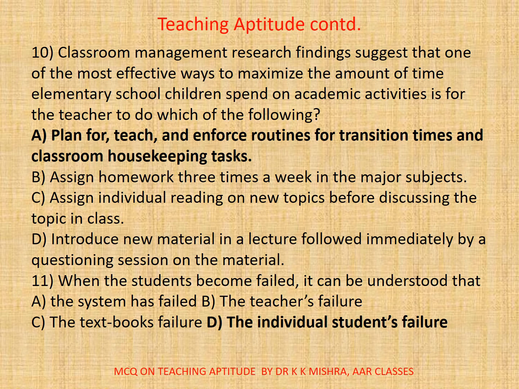11. When the students become failed, it can be understood that A. The system has failed, B. The teacher's failure, C. The textbook's failure, D. The individual student's failure. Correct option is D. The individual student's failure.